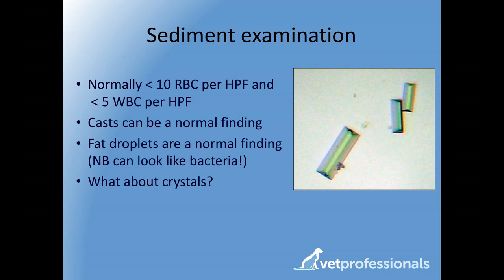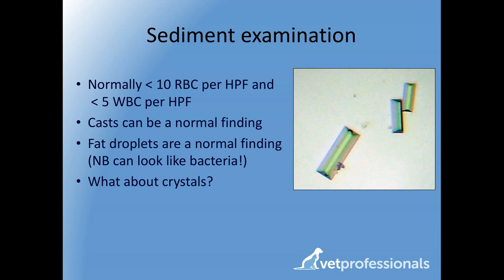Sediment examination is very helpful in these cases, and we can look for a number of things, including crystals and casts. Cats often have fat droplets in their urine, and this is a normal finding. So if you see small droplets in the urine, these shouldn't stain if you spin down your sample. That shouldn't be something that confuses you with bacteria, but if you don't stain your sample, you may confuse yourself because they sometimes look a little bit wobbly under the heat of the microscope.